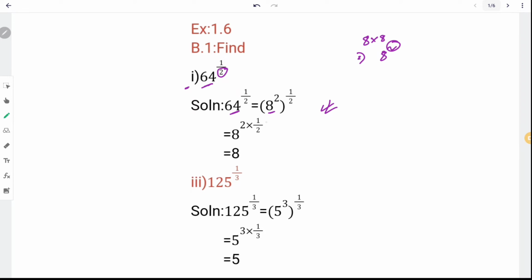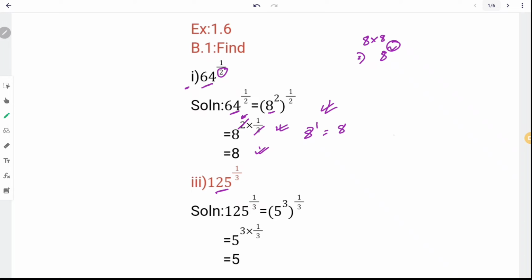So now once I open a bracket, it's going to be like this, 8 to the power 2, or 8 square, into 1 by 2, right? I can divide, 2 ones are 2, 2 ones are 2, and you can see I have 8 to the power 1, which is simply 8 here, okay? So look at Roman number 3 again, look at the power again, okay? 1 by 3, and look at the base 3, right? So we'll try to get it in terms of cube, okay?